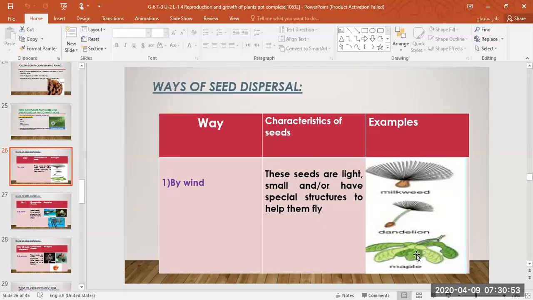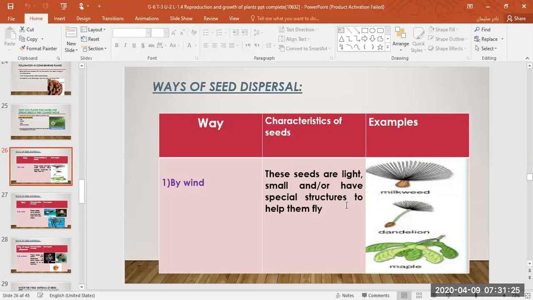I want to add one thing for you. I forgot to mention it about flowering seed plants. After the seeds form inside the flower, the ovary of the flower enlarges and develops into fruit, and the seeds remain inside to be protected. This is an important idea to know.